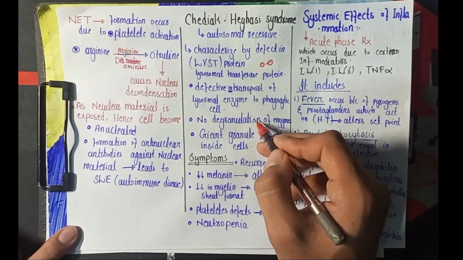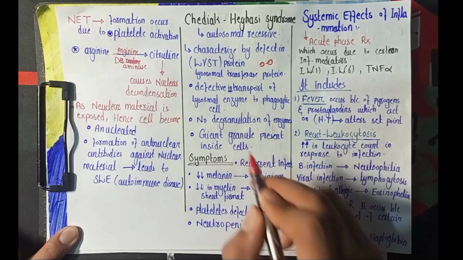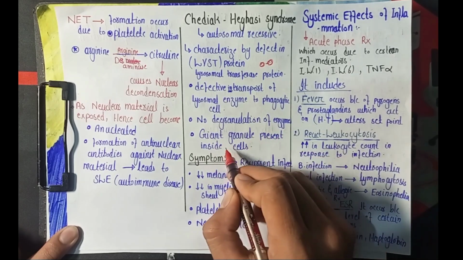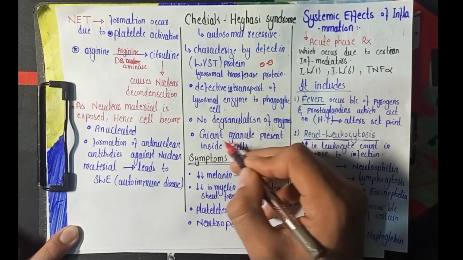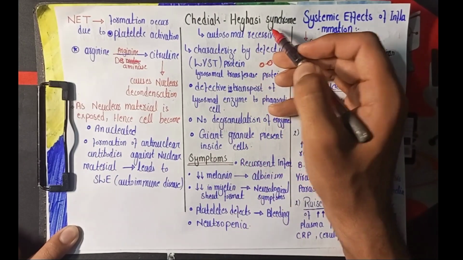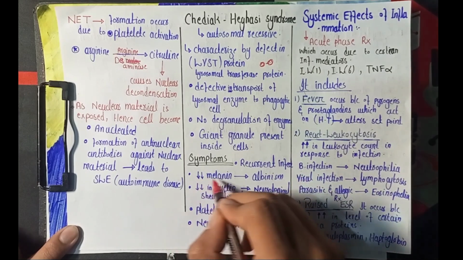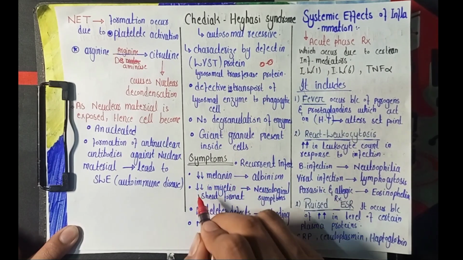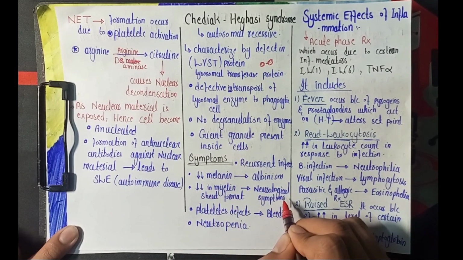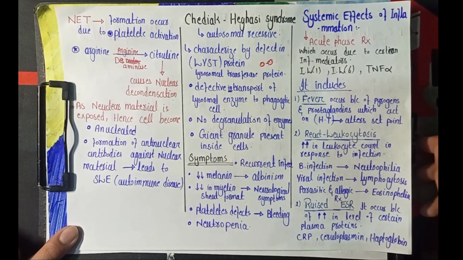And when the lysosomal granules do not degranulate, it leads to the formation of giant granules inside the cell. The formation of giant granules is the most characteristic feature of Chediak-Higashi syndrome. The symptoms of this disease include recurrent infection, decreased melanin production leading to albinism, or decreased myelin formation, which leads to neurological symptoms. There may be platelet defects which lead to a bleeding disorder, or neutropenia.